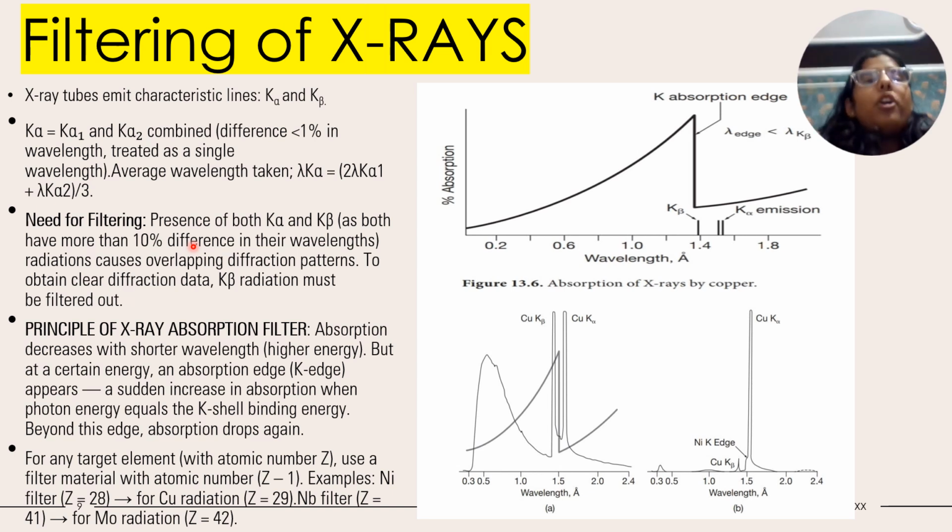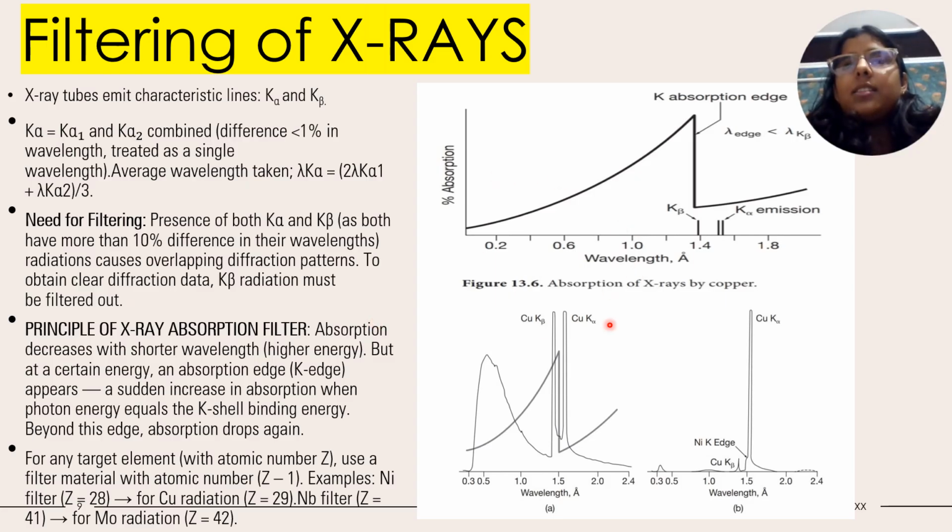So this overlapping of patterns can make it really difficult to measure accurate intensities. To avoid this problem, we usually filter out the K beta radiation, keeping only the intense and useful K alpha radiation. This filtering is done using an X-ray absorption filter. By using this we can filter the K beta radiation out of the K alpha radiation. The basic idea is that X-rays of shorter wavelength are more penetrating and get less absorbed as their wavelength decreases. But there's an interesting point.